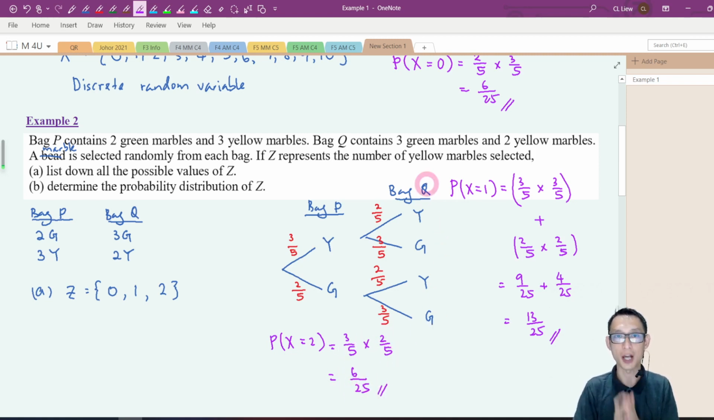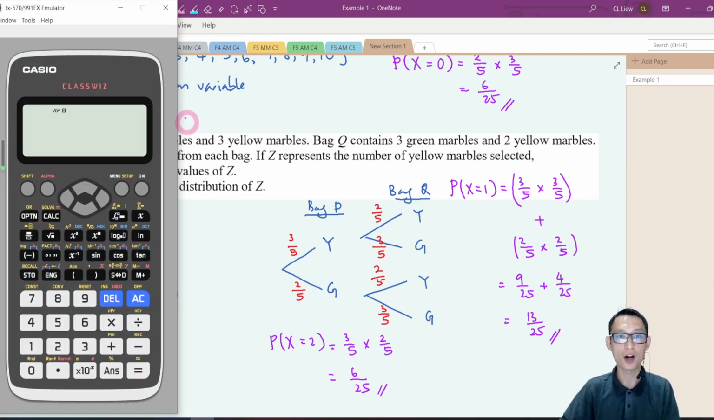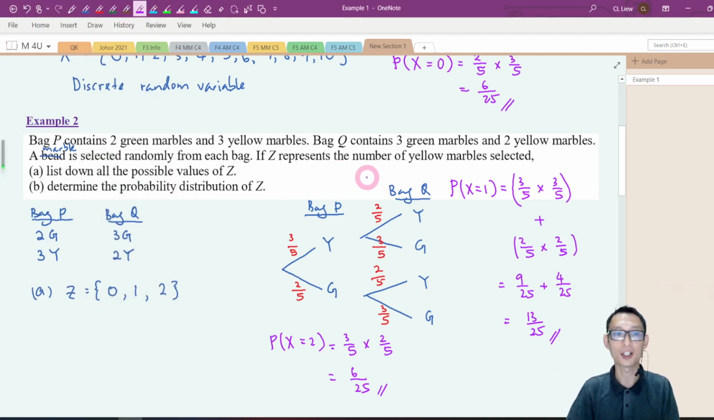Now if you want to double check whether we calculated all the probabilities correctly, you can find the sum between these three. It should be equal to 1. If it's not equal to 1, it means that we did it incorrectly. So 6 over 25 plus 13 over 25 plus 6 over 25, okay, equal to 1. So this means that we did it correctly. Now let's try one more example.